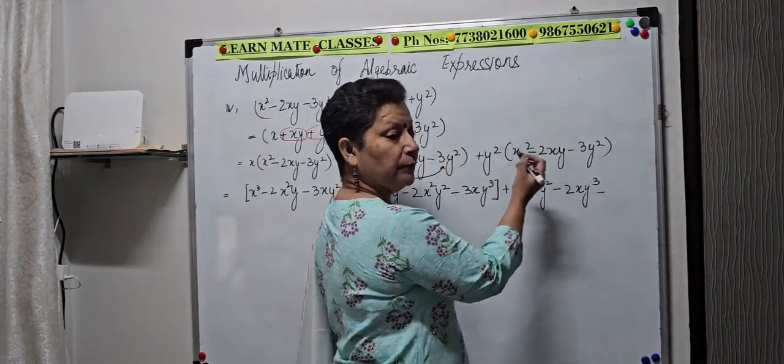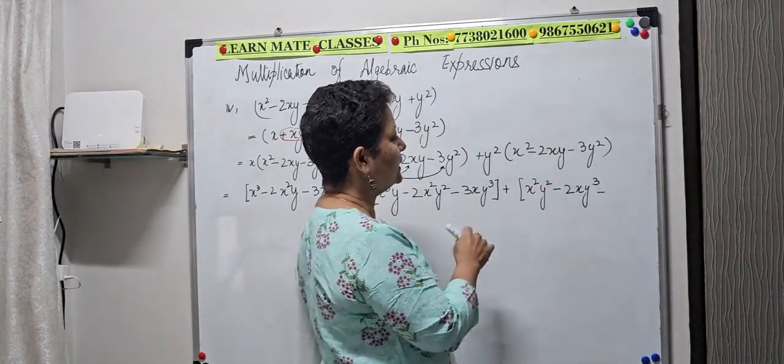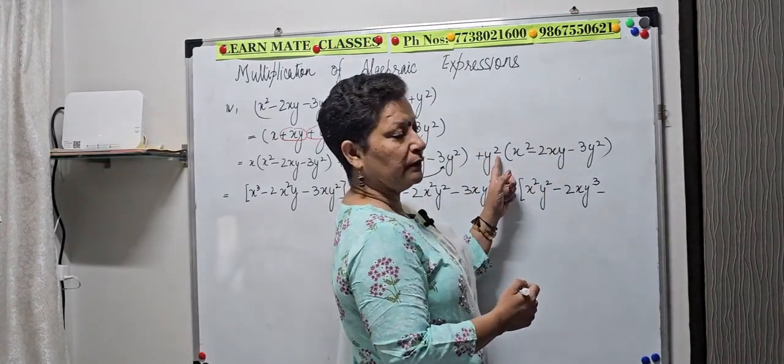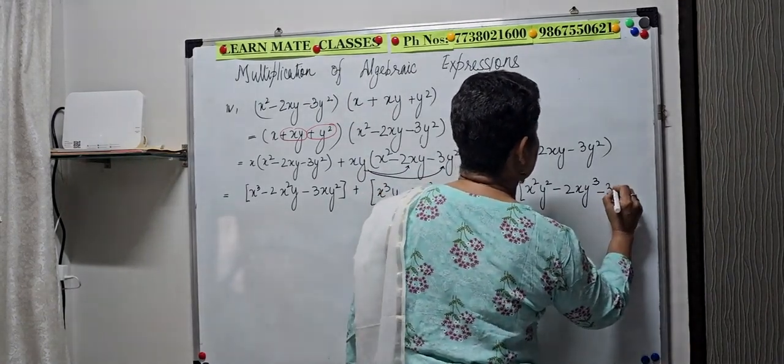This is a minus sign. From where did I get the minus sign? Because this is plus 1 into a minus 3. That gives you a minus 3. Now y has a power of 2, y has a power of 2. So this becomes minus 3y^4.